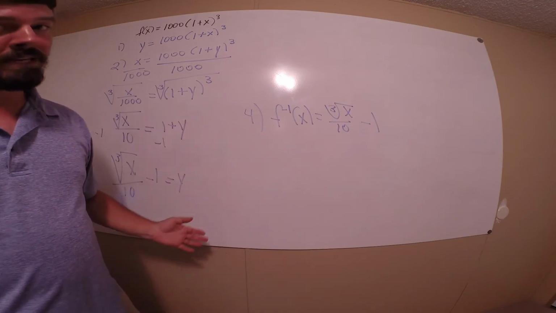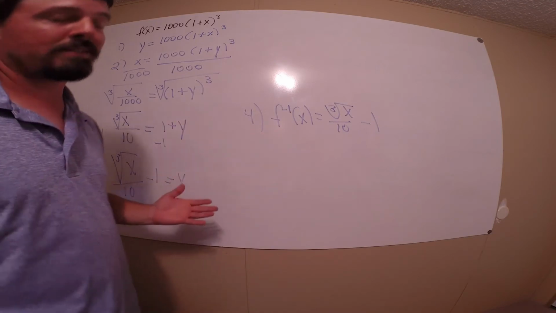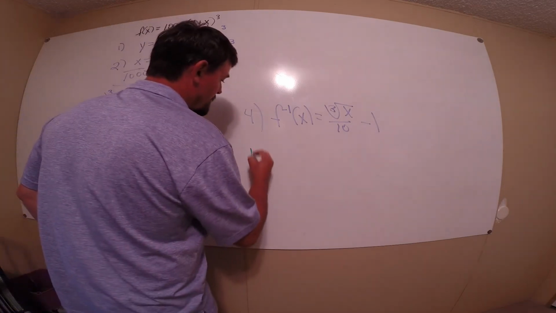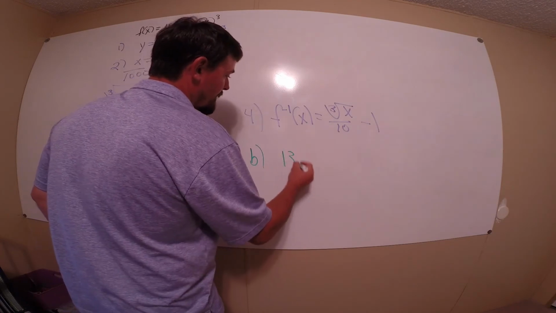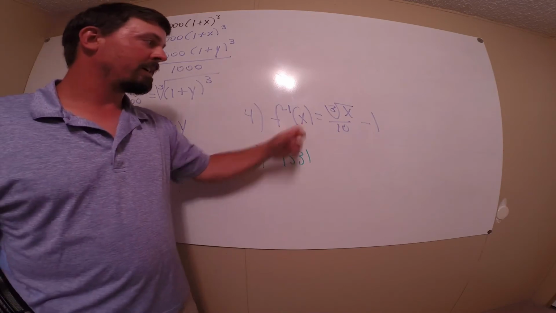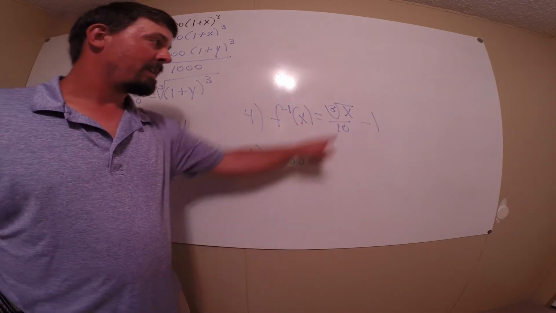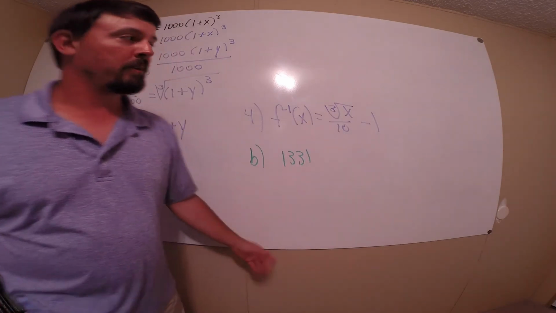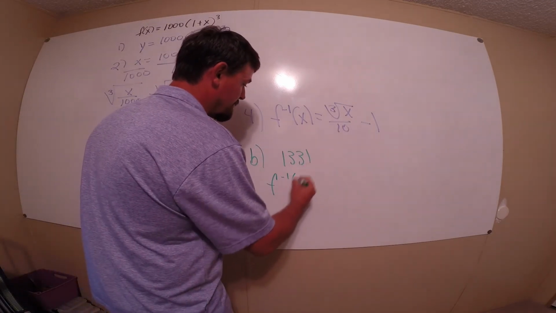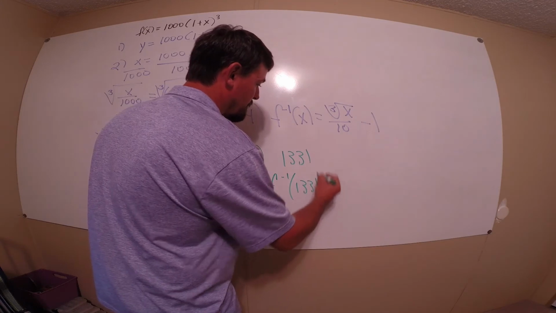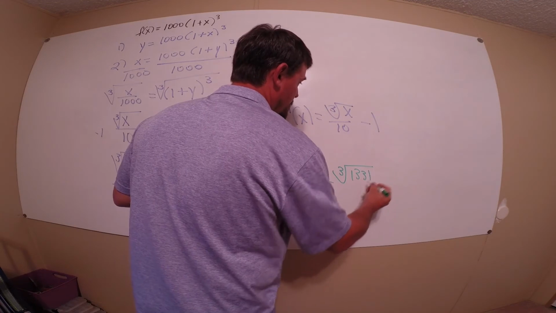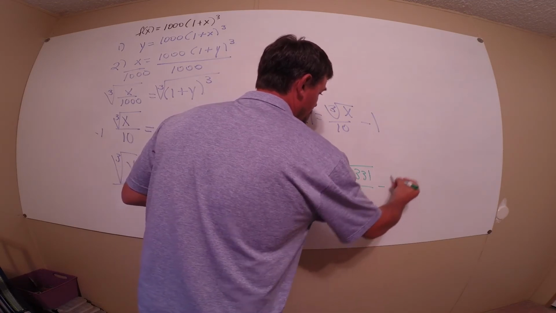We have to answer part B. Remember, part B, you've got it right there in front of you. We've got 1,331. We need to figure out what our f inverse is when our new X is 1,331. You could plug it directly into this equation. You could say, okay, all I got to do is find f inverse of 1,331, which is the cube root of 1,331 over 10 minus 1.